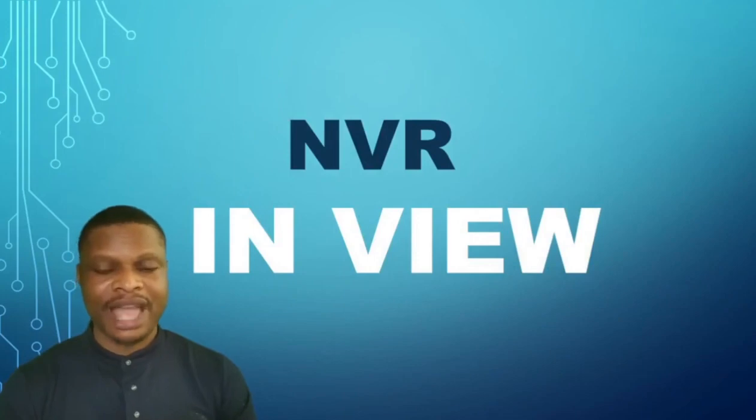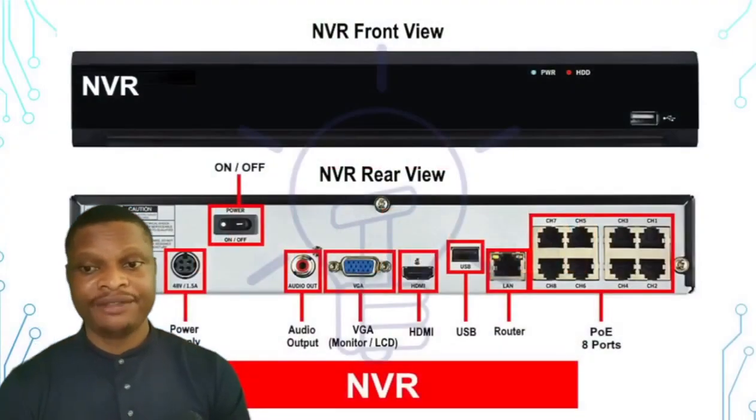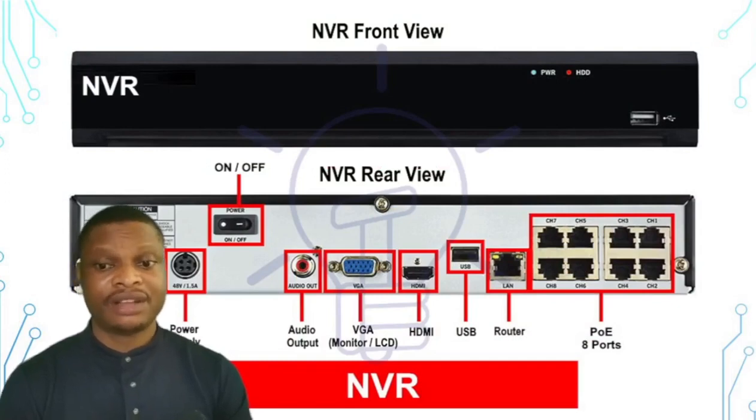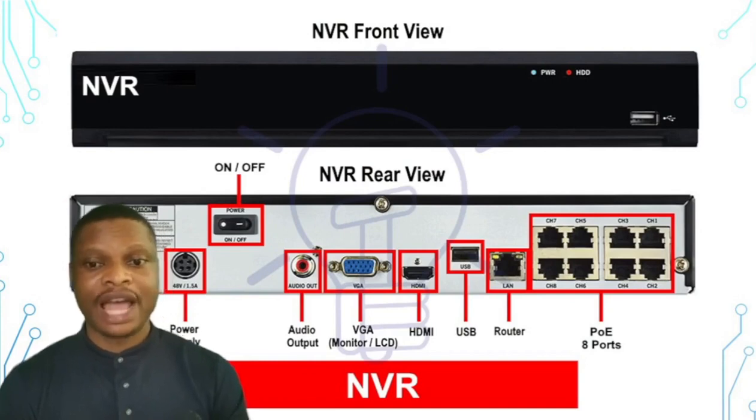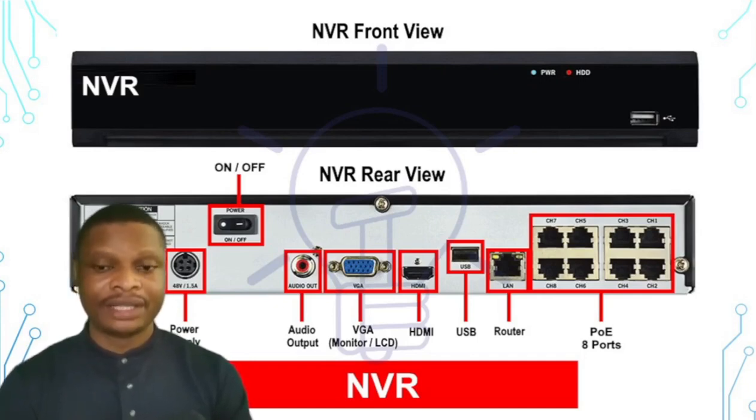Let's look at NVR. NVR is network video recorder. You can see it's almost the same thing as DVR. But the difference is DVR uses analog connection, while NVR uses POE or Ethernet connection. This is a typical NVR that is to be connected to internet, to be wired through internet. And you have the same features, the output, the input, and your ports.